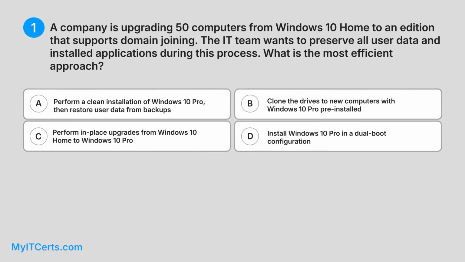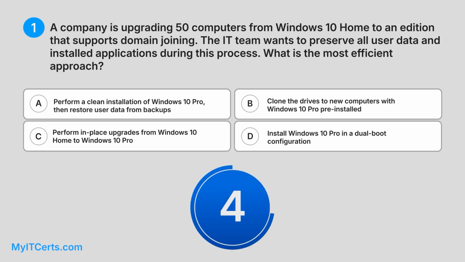1. A company is upgrading 50 computers from Windows 10 Home to an edition that supports domain joining. The IT team wants to preserve all user data and installed applications during this process. What is the most efficient approach? A. Perform a clean installation of Windows 10 Pro, then restore user data from backups. B. Clone the drives to new computers with Windows 10 Pro pre-installed. C. Perform in-place upgrades from Windows 10 Home to Windows 10 Pro. D. Install Windows 10 Pro in a dual boot configuration. Can you guess the answer?